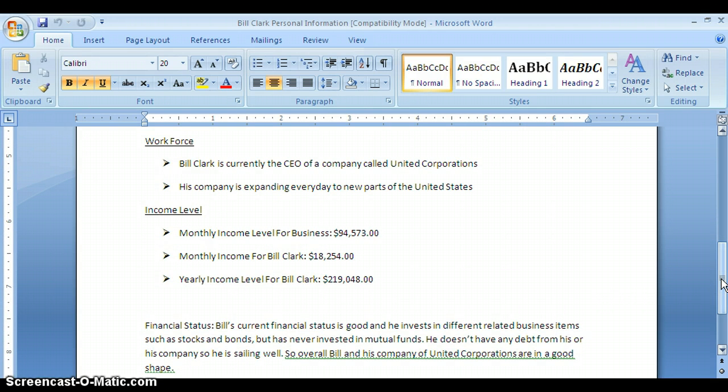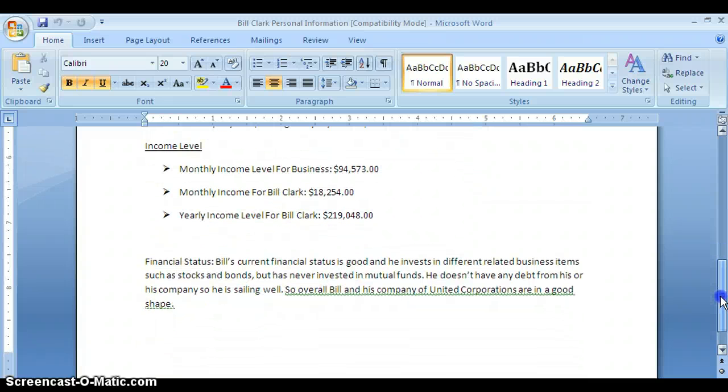Workforce. Bill Clark is currently the CEO of a company called United Corporations. His company is expanding every day to new parts of the United States. Income level. Monthly income level for his business is $94,573. His monthly income for himself is $18,254.